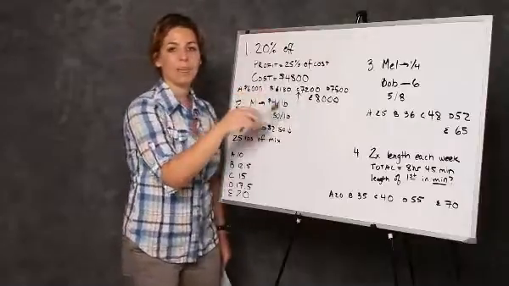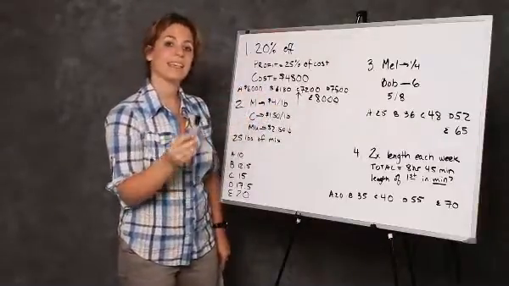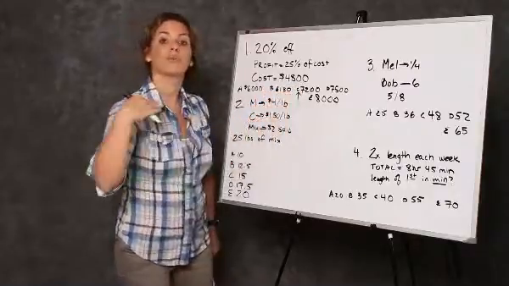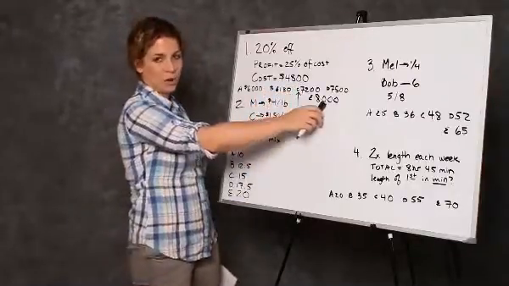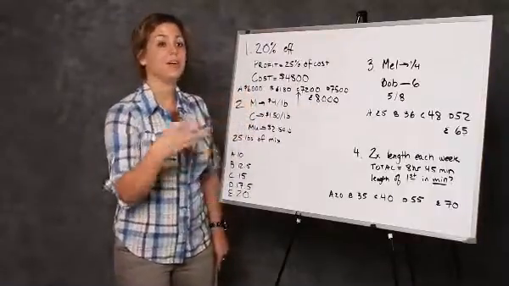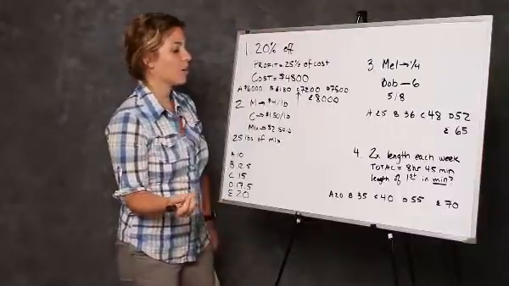The only time that you don't want to start with the middle is if you are working on a question that says what is the greatest possible, in which case you'd start with the greatest, or what is the least possible, in which case you'd start with the least. But this one doesn't, so we're going to start with C.